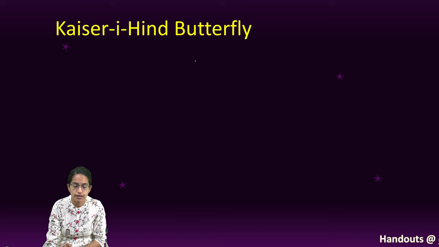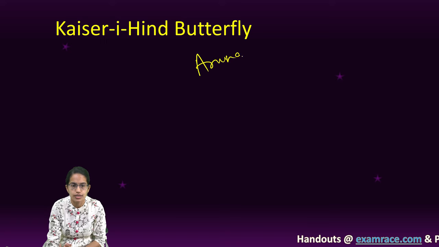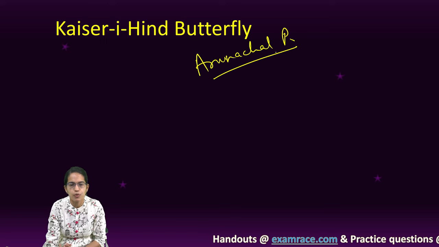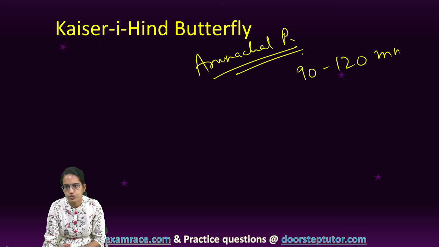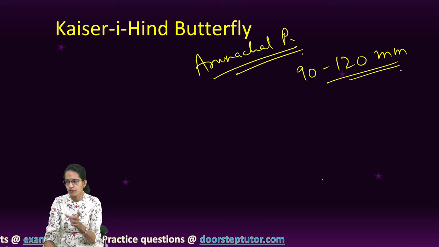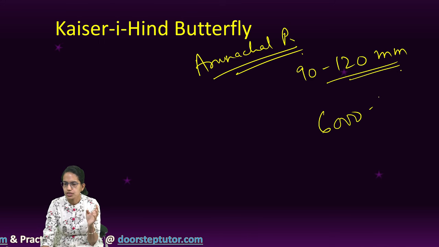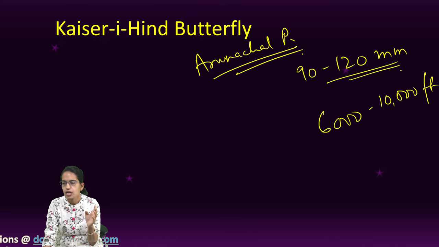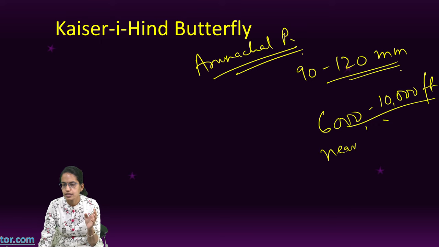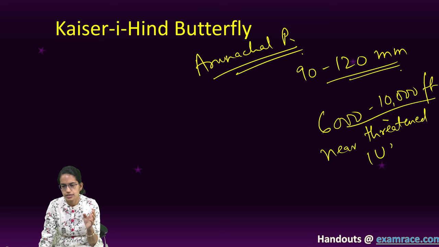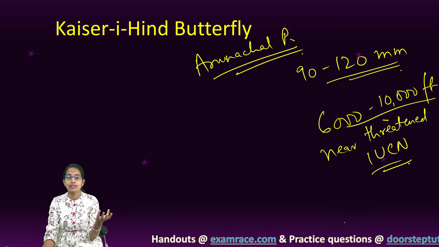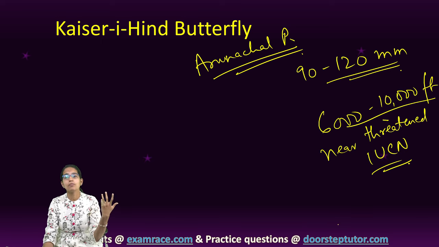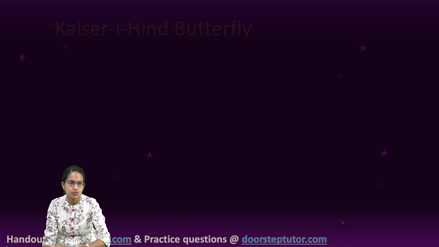Kaiser-i-Hind is a butterfly, which is the state butterfly of Arunachal Pradesh. Again, very, very important. It is having a wing of around 90 to 120 millimeters. Very small wing span. Found at a height of 6,000 to 10,000 feet. And it is classified as near threatened in the IUCN classification. What does Kaiser-i-Hind mean? Kaiser-i-Hind means Emperor of India. So that's where the name comes from.